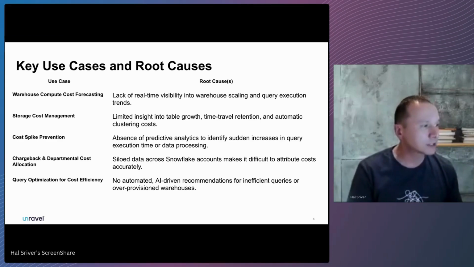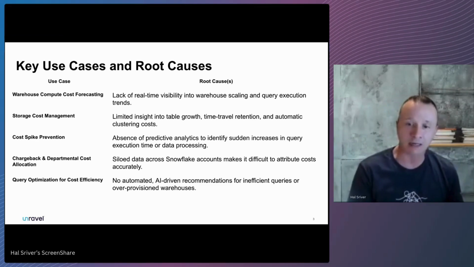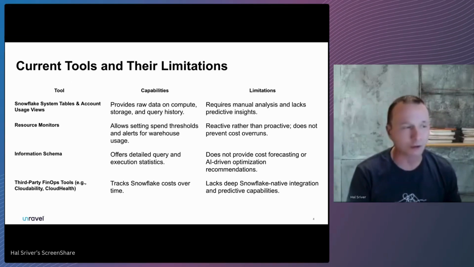And then lastly, query optimization for cost efficiency. Without the automation, without the AI-driven recommendations, in order to identify inefficient queries in the first place or over-provisioned warehouses, that still remains a challenge for the data management and FinOps teams that, again, are struggling to pull all of this disparate cost and usage data together in order to have more predictable forecasting.